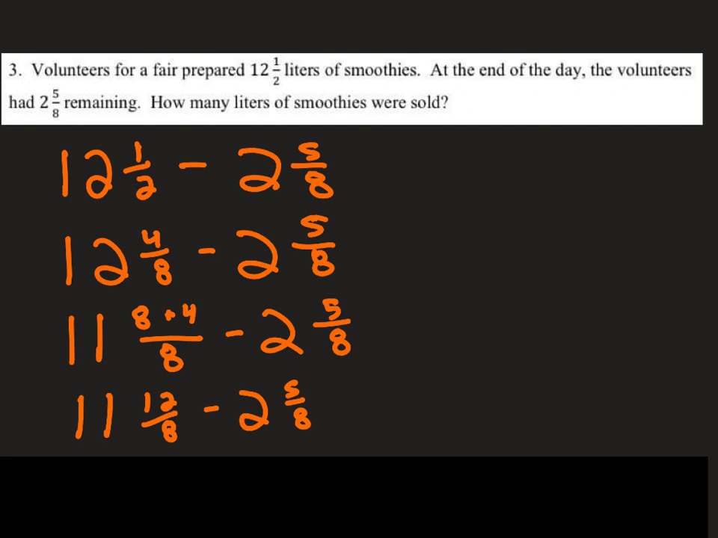So now we've got 11 and 12/8, still the same amount. 8/8 here becomes 1, that would make 12, and then there would be 4/8 remaining, that's equal to the 1/2. So now we can say 11 minus 2 is 9, and 12/8 minus 5/8 is 7/8.